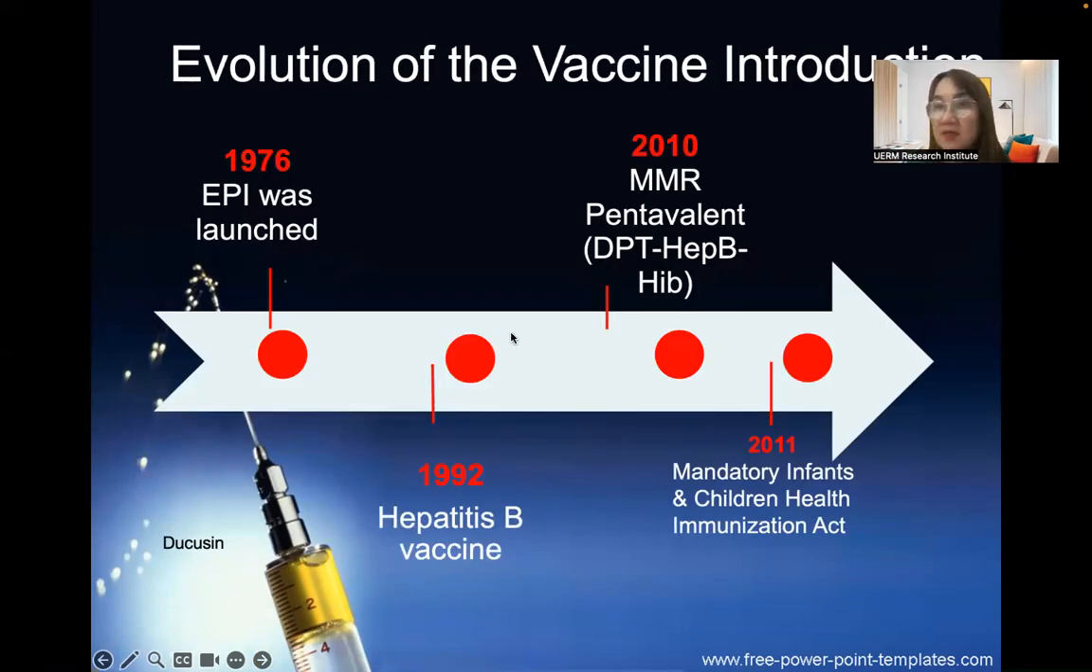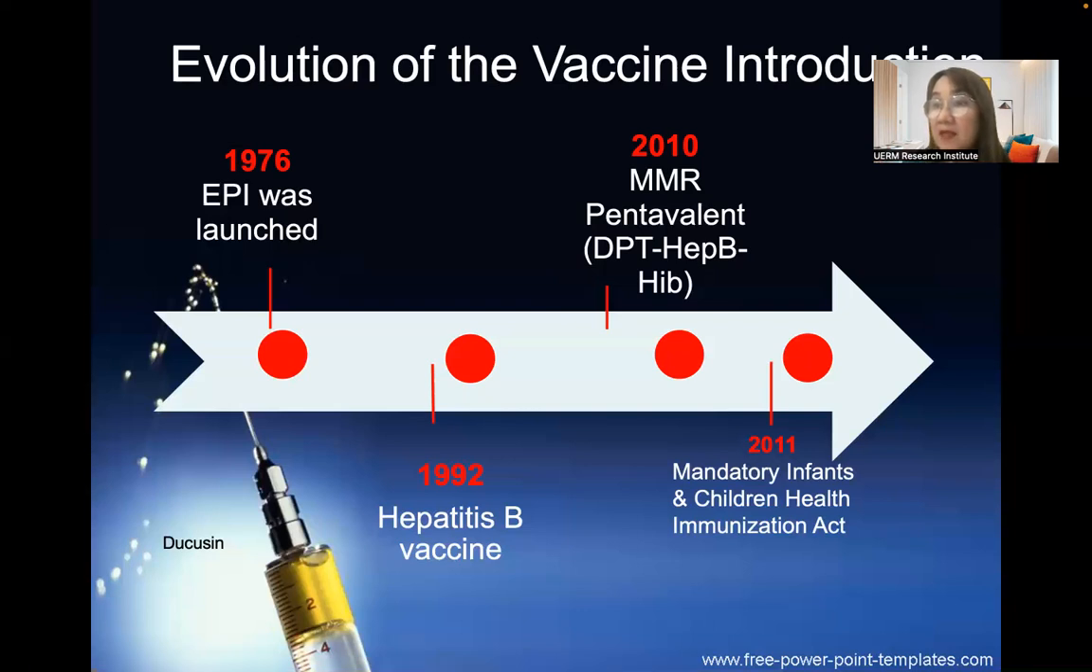In September 1976, under Presidential Decree 996, the Expanded Program on Immunization was launched, which provided compulsory immunization for infants and children below 8 years. When the program was first rolled out in 1979, 6 vaccine-preventable diseases were included. These were tuberculosis, diphtheria, tetanus, pertussis, poliomyelitis, and measles. In 1992, hepatitis B was included. By 2010, measles, mumps, and rubella, or MMR, and the pentavalent vaccine composed of 5 vaccines, diphtheria, pertussis, tetanus, hepatitis B, and Haemophilus influenzae type B, were introduced.